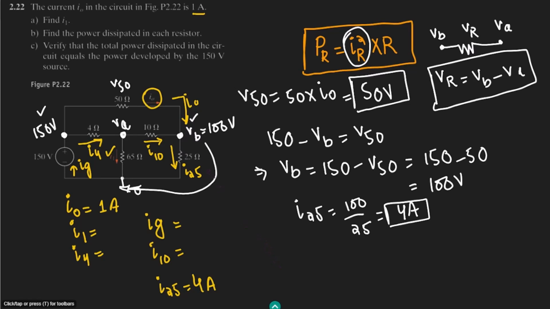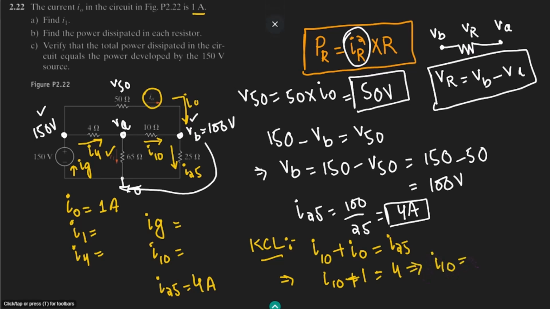So therefore, applying KCL at VB, we can clearly see that I10 plus I0, that is equal to I25, which are the currents coming towards the node, is equal to the currents coming away from the node. Here I10 is unknown, while I0 is known, which is 1. Sorry, this is plus, and also the value of I25 is 4. So on the basis of it, this I10 is 3 amperes. Okay, so I10 is 3 amperes.